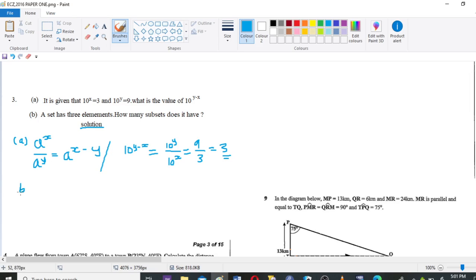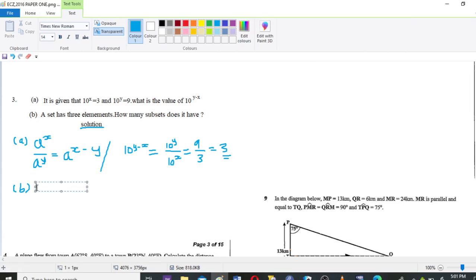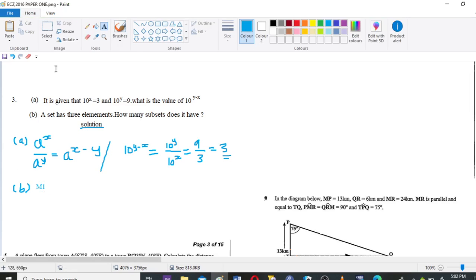Now we go for B. In B, we are told a set has 3 elements. How many subsets does it have? Here we're going to use method 1 and method 2. So let's say we have method 1. We can count, and we can learn how to count.